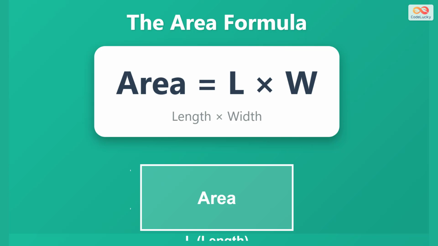This brings us to the formula. To find the area of any rectangle, you simply multiply the length times the width. We often write this as A equals L times W.